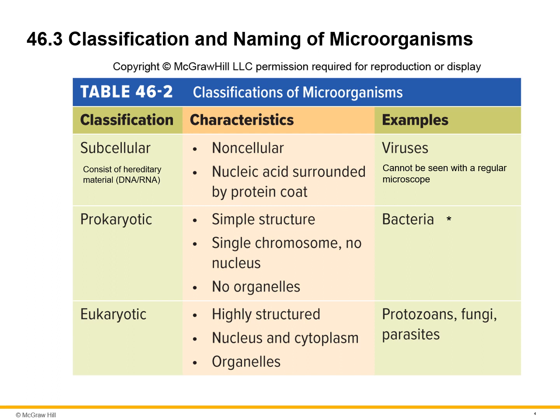And then we have eukaryotic. Eukaryotic are a little bit more sophisticated and complex. They're highly structured. They do have a nucleus and cytoplasm and organelles. So protozoans, fungi, and parasites. So think of bugs and worms and a little bit more of a sophisticated microorganism versus the simpler bacteria or even subcellular viruses.